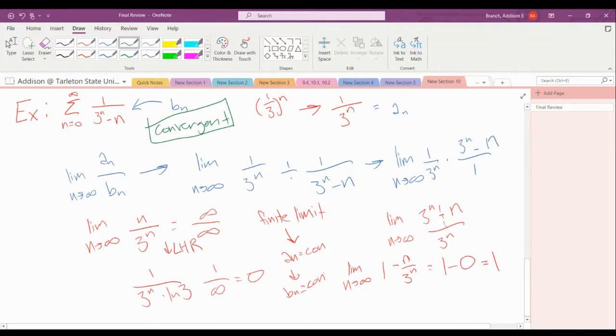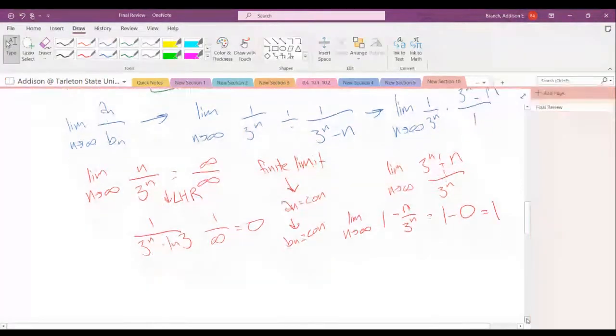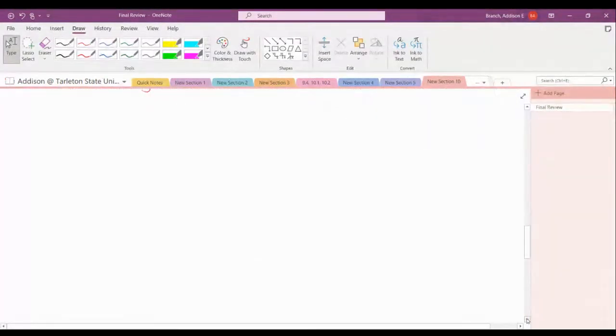I'm going to very quickly talk about estimating sums. I don't think I saw any estimating sums with limit comparison or integral on your review, but just in case, I won't do an example, just a really quick review of the concepts. For that, give me just a second to pull up my notes.